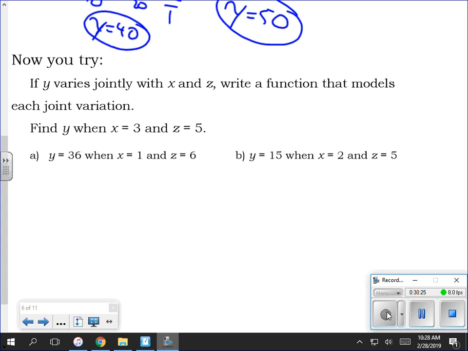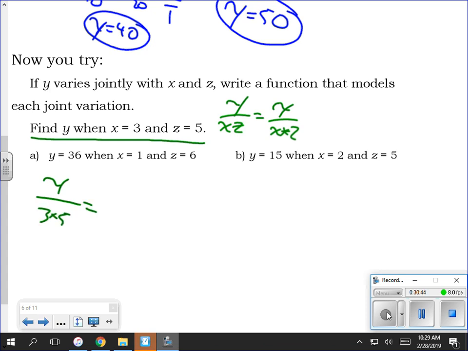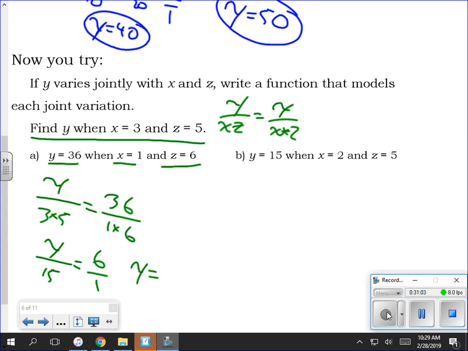Okay. Y varies jointly as x and z, so once again, it's y over x times z equals y over x times z. And then I set it up. So I have my first situation, which is the same for both of them. Y over 3 times 5 equals, in this case, 36 over 1 times 6. So y over 15 is equal to 6 over 1. So I multiply 6 times 15, and you get y equals 60 plus 30, 90.